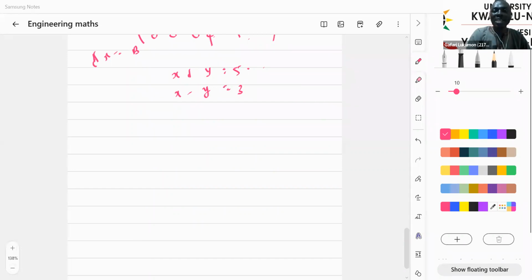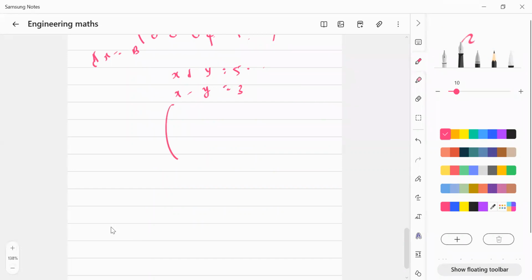And don't forget, I said your A is what? The coefficient of the unknowns. What's the coefficient of s here? That is 1, 1. You understand now? So then it's going to give me what?